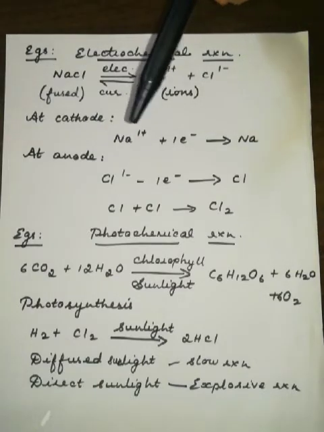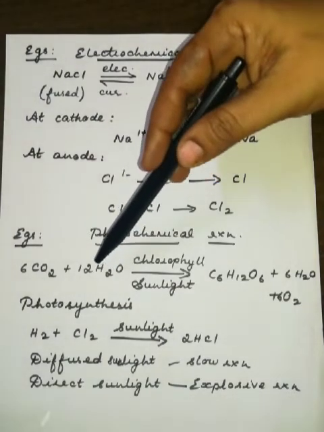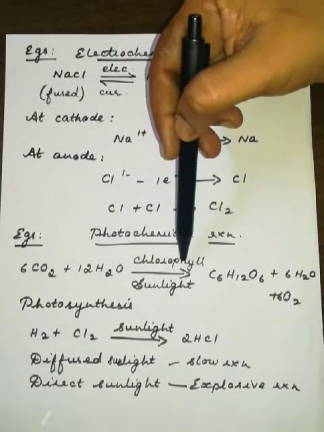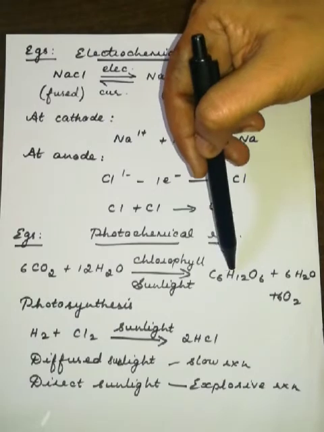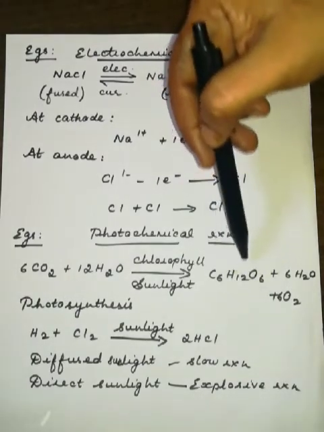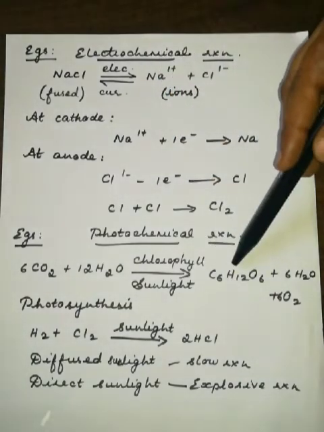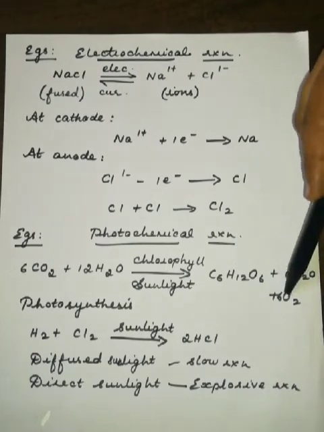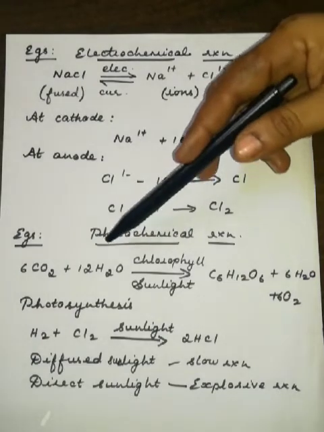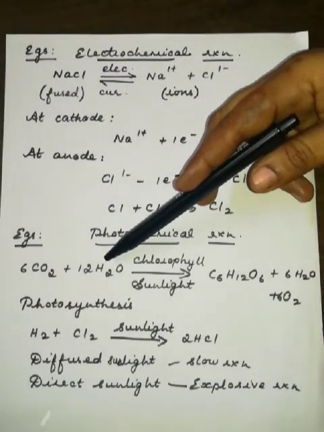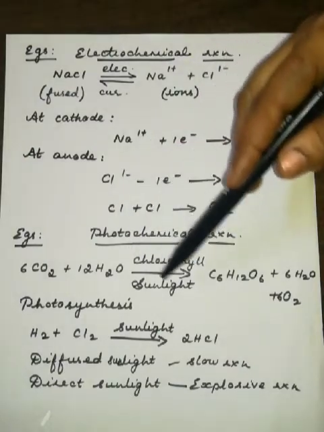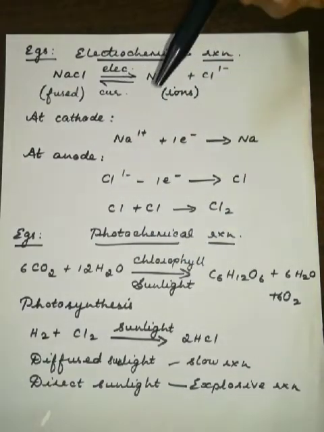The well-known photochemical reaction with which you are familiar is photosynthesis. Plants need carbon dioxide and water in the presence of sunlight and chlorophyll. What happens? It prepares food, that is C6H12O6, which is the energy required for the plant, and oxygen is liberated. Water is required here as well as water is also given out here. So this is an example of a photosynthesis reaction.